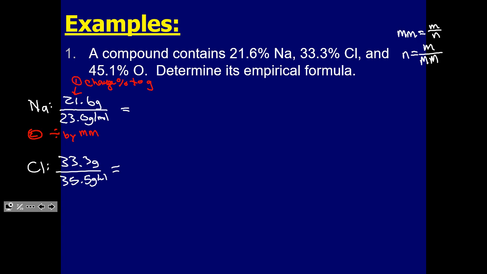And oxygen. 45.1 grams, divided by 16.0 grams per mole. Then now I await your calculating. I want 3 digits, which means it'll likely be 0 point something, something, something. All right? 3 digits. And I will take your numbers when you got them. Yep, what do you got?